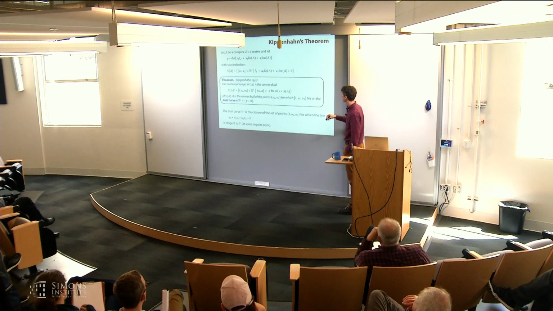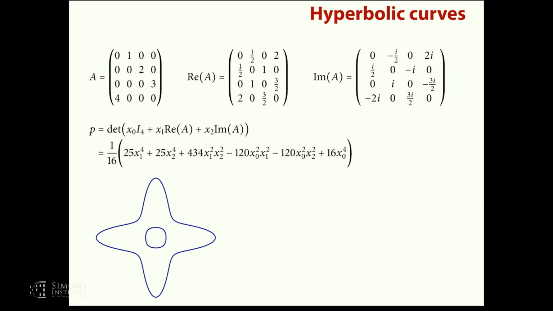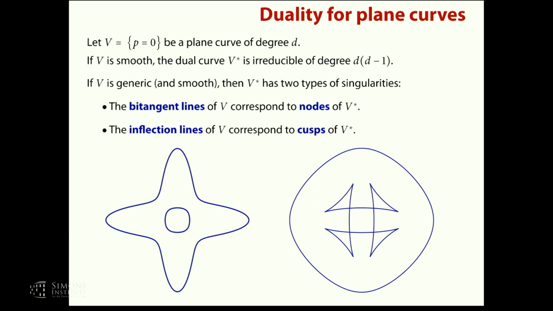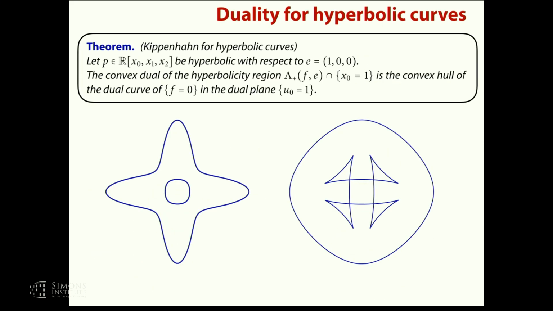So this is what I was going to say about the case of plane curves. And in higher dimensions, I really want to get only to one punchline result. So before I go on, are we all happy with the original Kippenhahn theorem and the plane case?